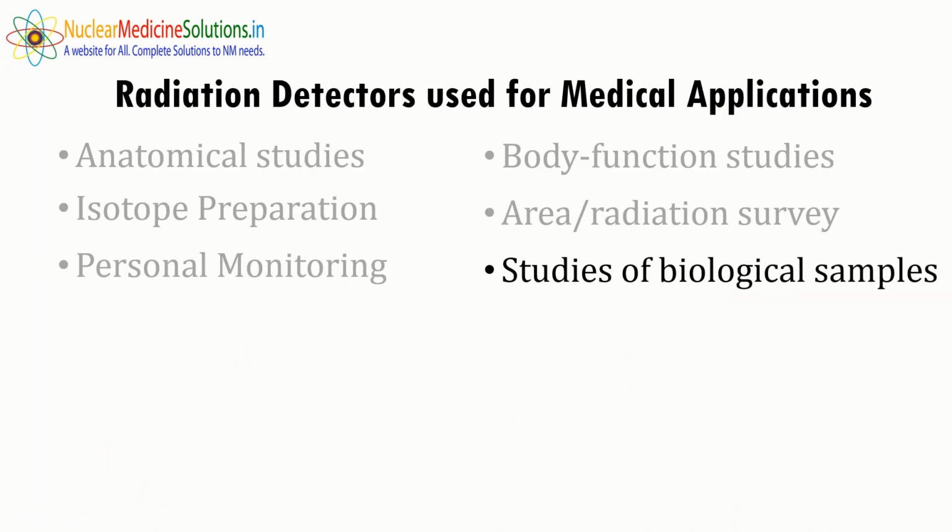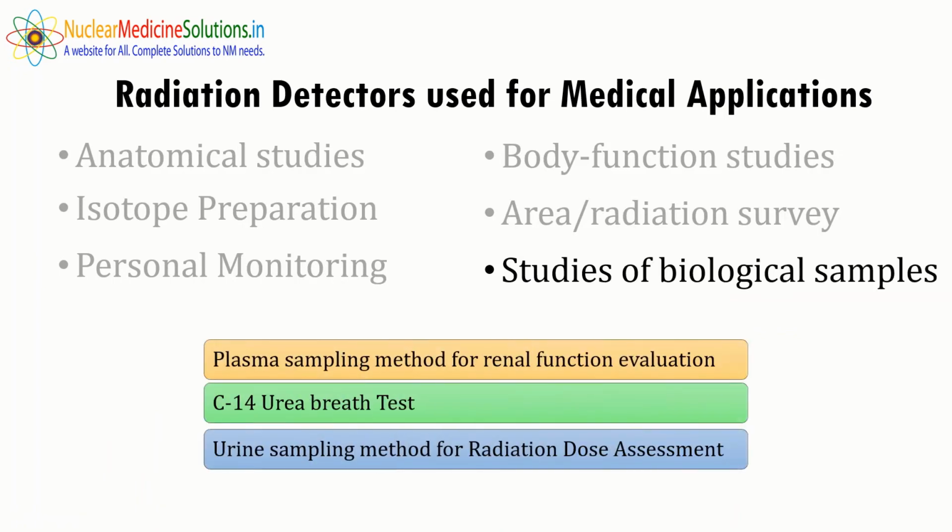Radiation detectors are used for studies of biological samples like plasma sampling for renal function evaluation, C14 urea breath test, and urine sampling methods for radiation dose assessments. These samples are used for counting, and radiation is detected for various purposes.